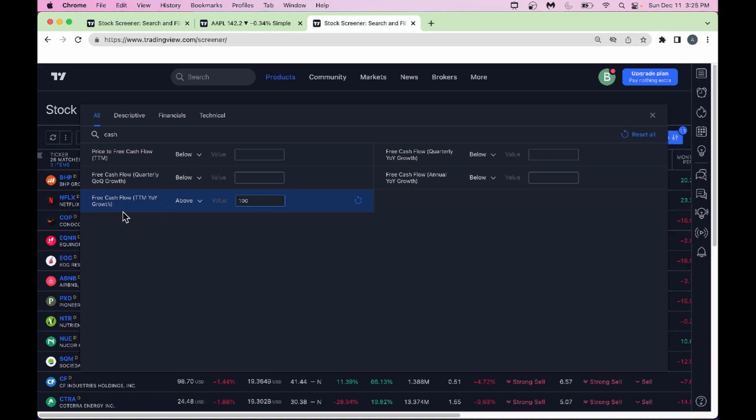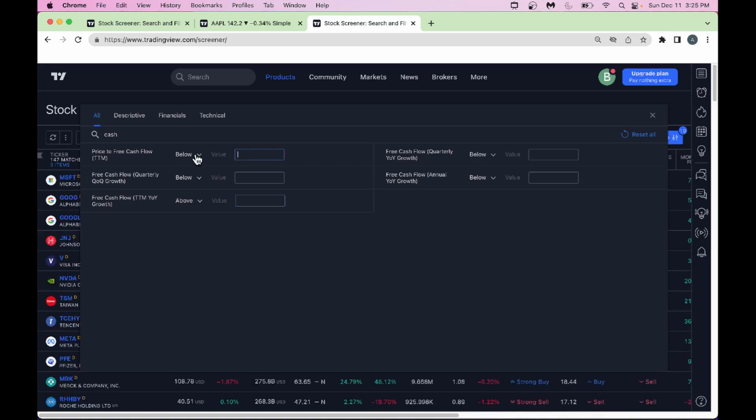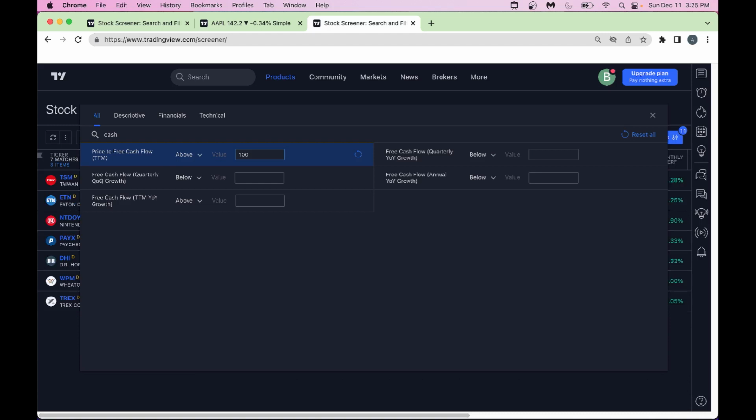This is free cash flow growth. Let's actually go into free cash flow itself right here. I'll say above 100 million here.